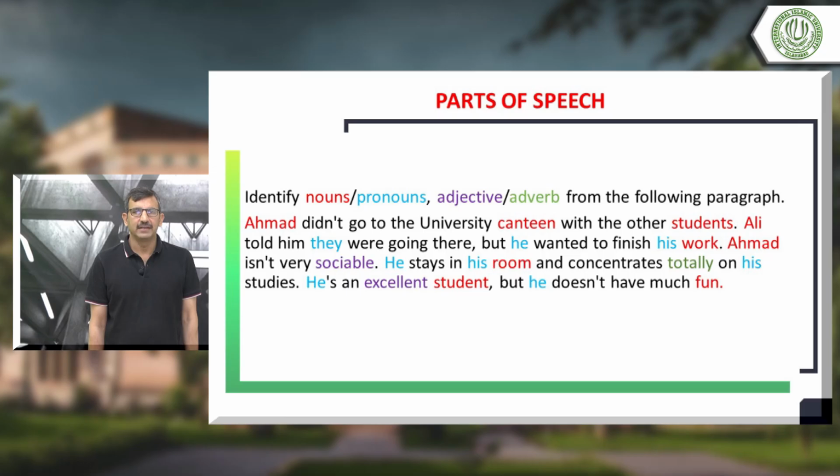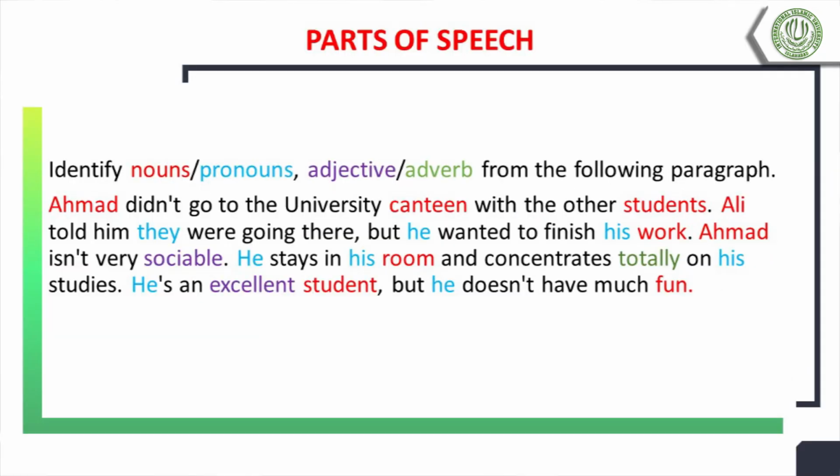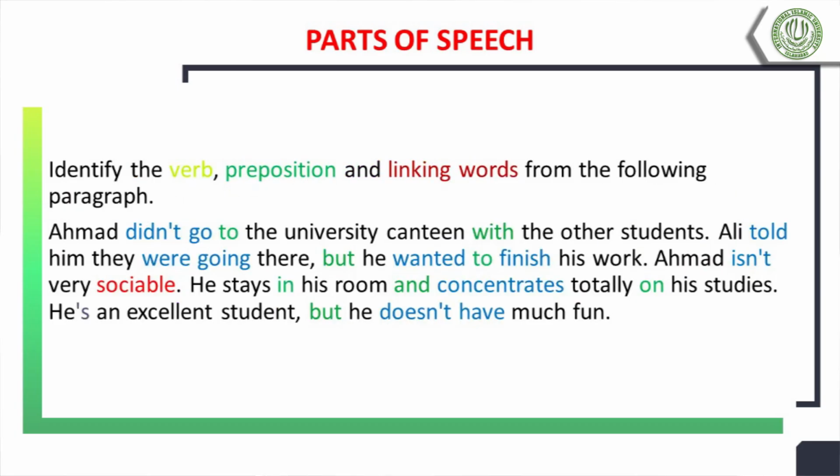This activity is divided into 2 parts. In the first part, the students will identify noun, pronoun, adjectives and adverbs from the following paragraph. In the second part, students will also identify verb, preposition and linking words from the same paragraph. In this paragraph, you see that the nouns are shaded in red color, the pronouns are in blue color, adjectives are in purple and adverbs are in light green color.